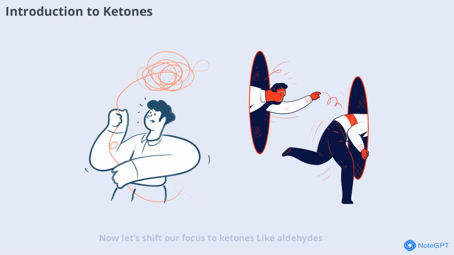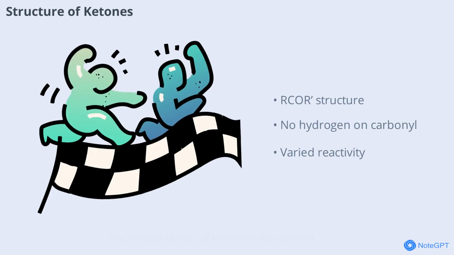Now let's shift our focus to ketones. Like aldehydes, ketones contain a carbonyl group, but with a key difference. The carbonyl carbon is bonded to two other carbon atoms, not to hydrogen. This structural variation leads to different chemical and physical properties. Ketones are found in a variety of natural and synthetic substances, including solvents, fragrances, and even in our own bodies as metabolic byproducts.